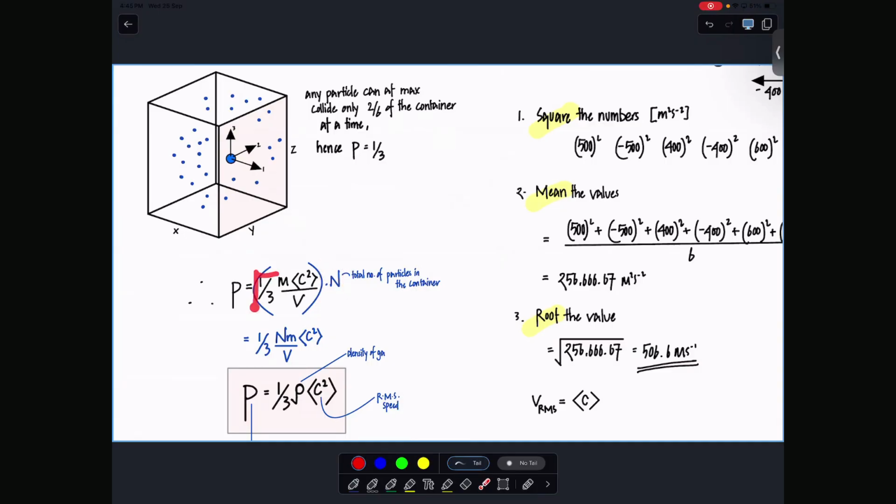We could have, instead of putting 1/3 here, multiplied by N/3, same outcome, right? Why N/3? Because of all the total particles out there, only 1/3 of it collides with this wall, so therefore eventually it comes to 1/3.